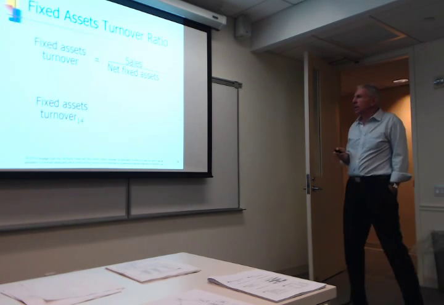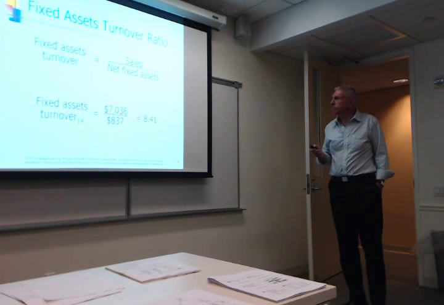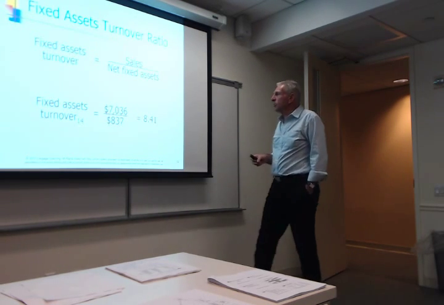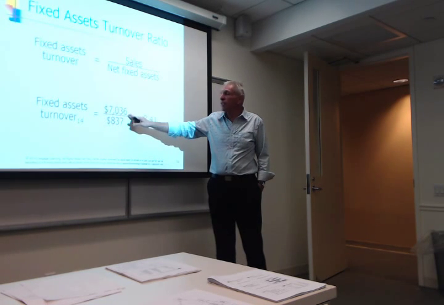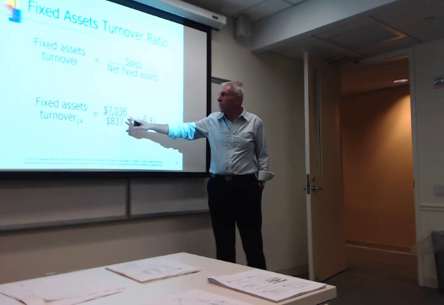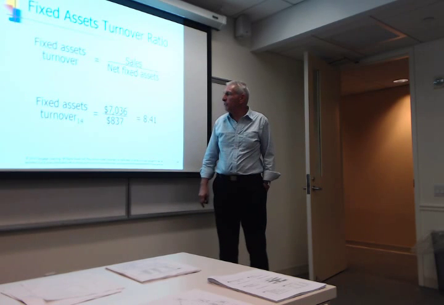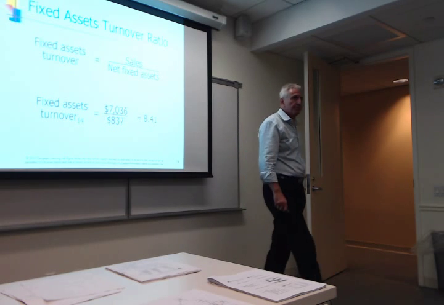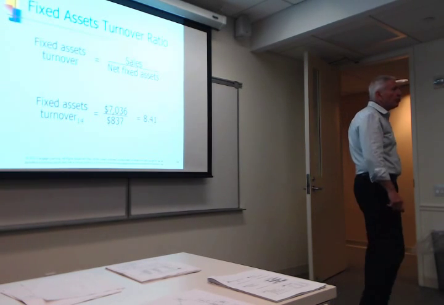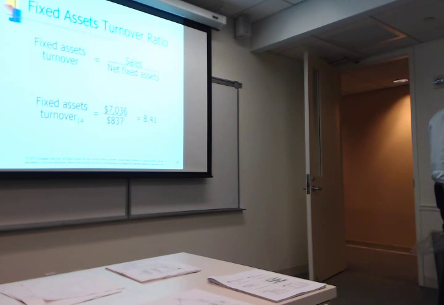Oh, jumped too soon there. So again, this is a cross-statement ratio. So we're looking at our sales number, which comes right off of the income statement. And then we're looking at our fixed asset, and I believe this is net fixed assets. You can also look at gross fixed assets. What's the difference between gross fixed assets and net fixed assets?